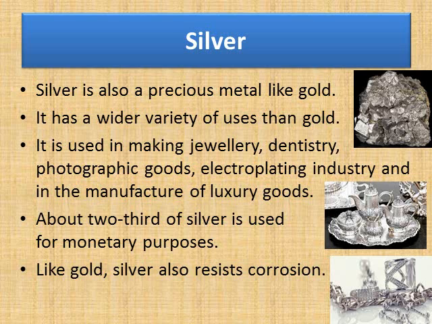About two-thirds of silver is used for monetary purposes. Monetary purposes means as currency. It is used as currency as well as for exchange. Like gold, silver also resists corrosion. It is also corrosion free. Normally it is not corroded easily.